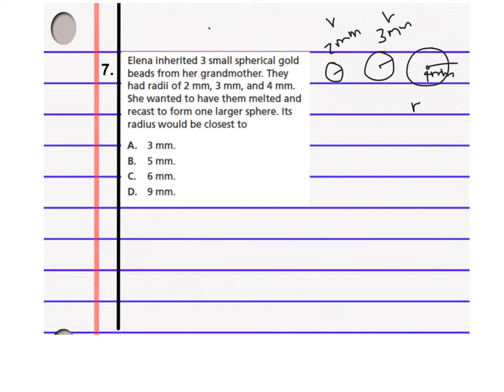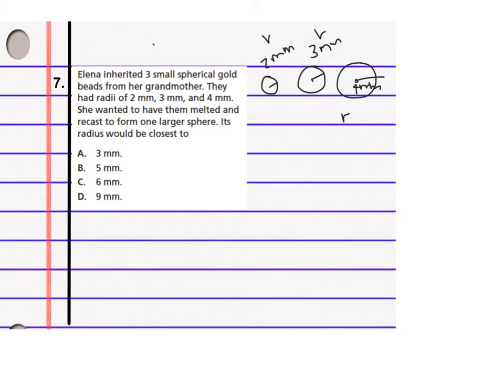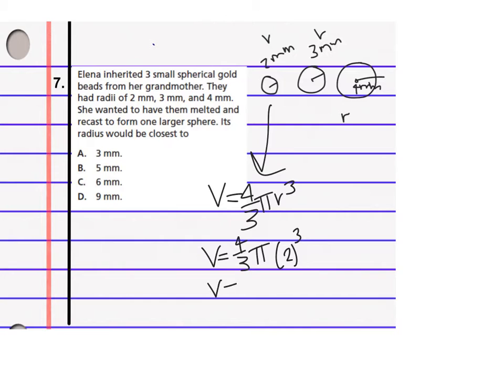So, all right, what we're going to have to do is find the volume of each bead, add them, and then work backwards and find the radius. All right, so for the small one, volume equals 4/3 pi r cubed. So I'm doing 4/3 pi times 2 cubed. All right, and that, 8 times 4/3, I think we used those numbers earlier, is 10 and 2/3 pi millimeters cubed.